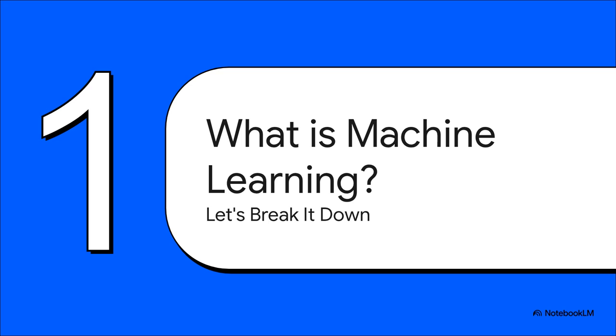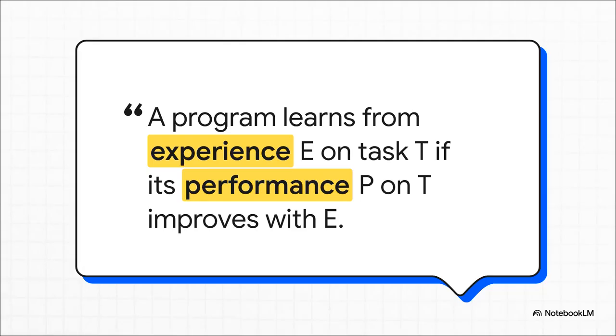Okay, so now that we've got our feet on the ground, let's actually define this thing. It's time to break down the buzzword. Okay, I know, this looks super academic and a little intimidating, but stick with me. This is the classic definition from a computer scientist named Tom Mitchell, and really, you can think of it as the DNA of machine learning. All it's saying is this: a program learns if it gets better at a job, the more experience it has doing that job. Simple as that.